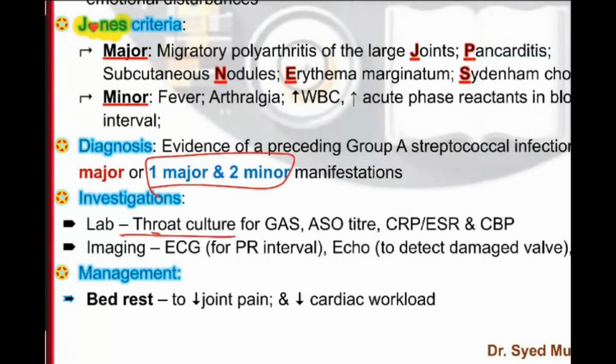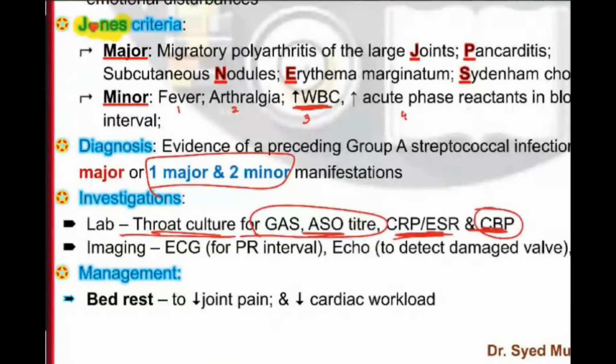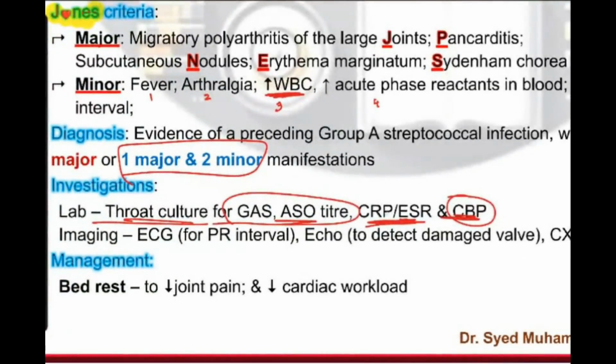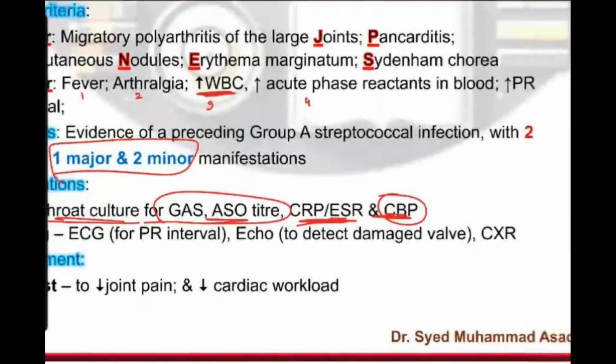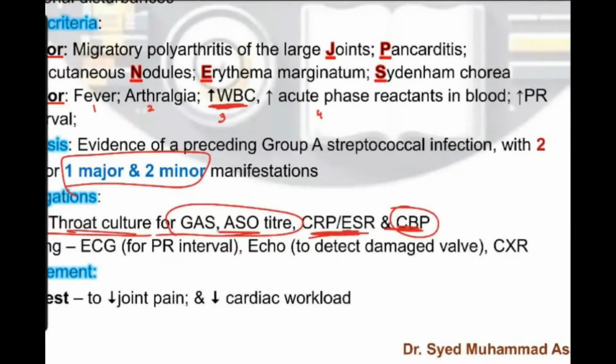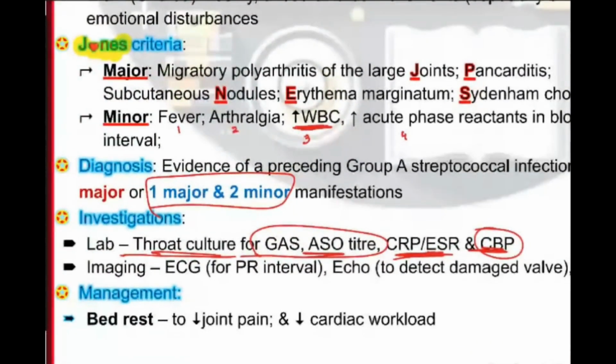Investigations, in the lab you can do throat culture and ASO titer. This is to detect strep, and this is to detect the inflammation. This is to detect the WBC count, CBC. Why do we want the WBC count? Because the minor criteria include an increase in WBC. Okay, minor criteria we have fever, arthralgia, WBC, increase in acute phase reactants. CRP and ESR are the acute phase reactants. Then we have increased PR interval. I'll tell you what increased PR interval is. So we have 5 minor criteria and 5 major criteria. 5 minor, 5 major.